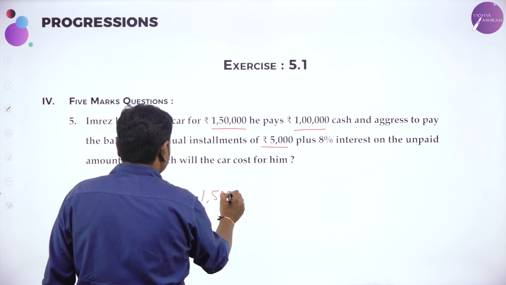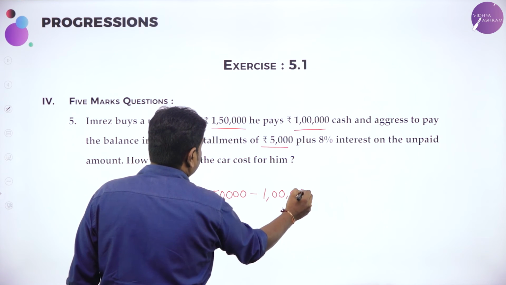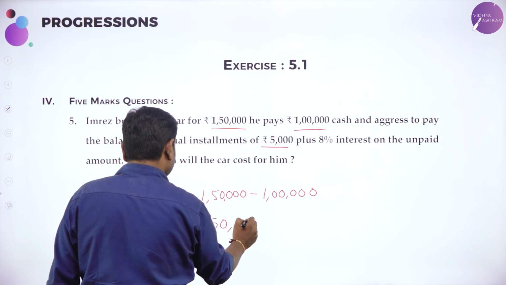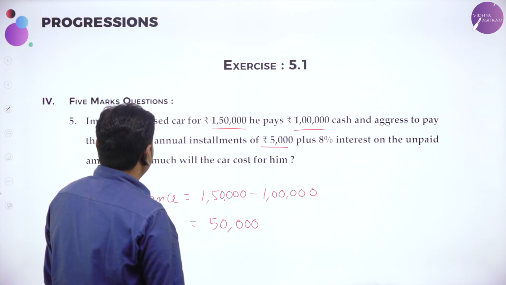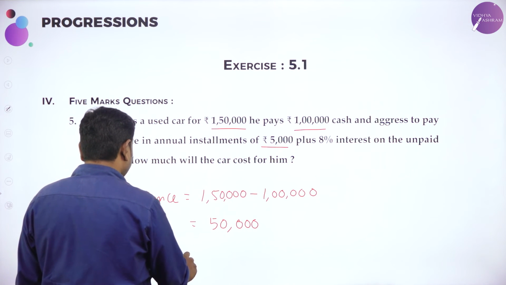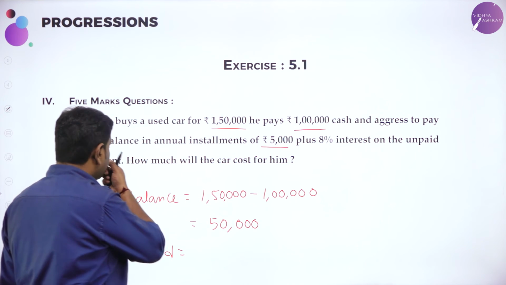So 1,50,000. In that remove whatever he paid. He paid what? 1 lakh. So balance is exactly 50,000. So balance is 50,000. And annual installment means common difference 5,000 and 8% interest on the unpaid amount.